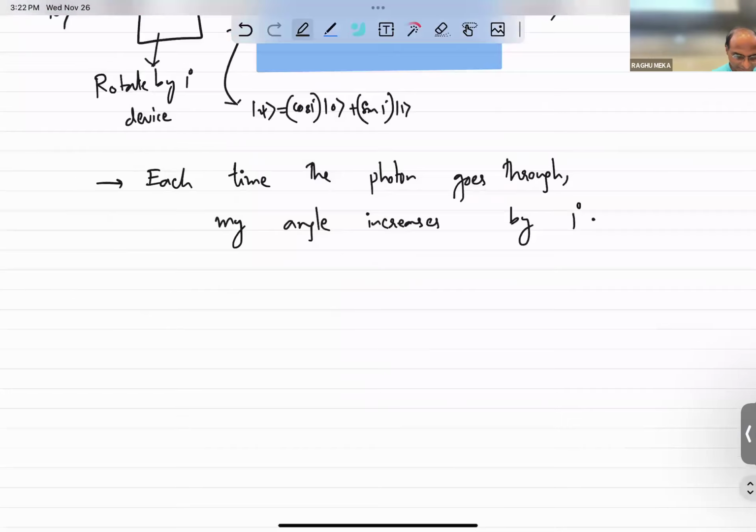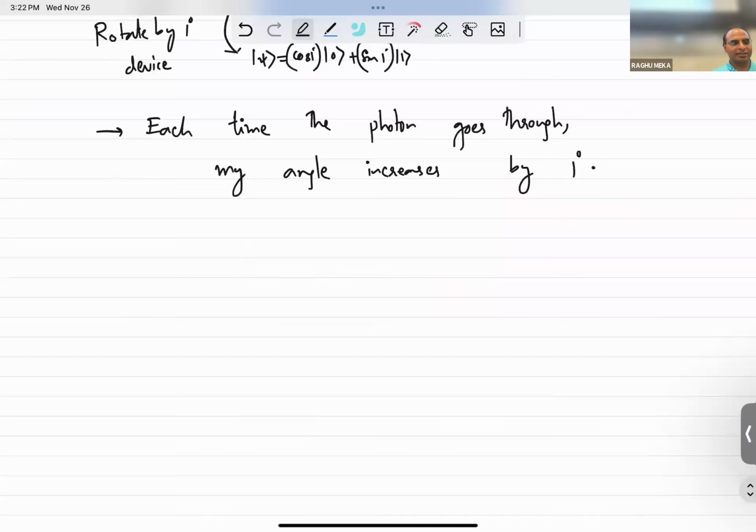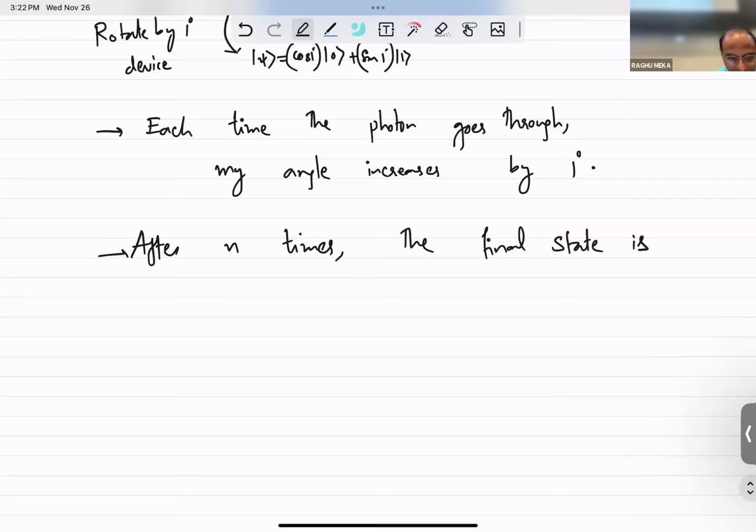Okay. So we repeat it n times. And after n times, the final state is what? Now I start from 0.